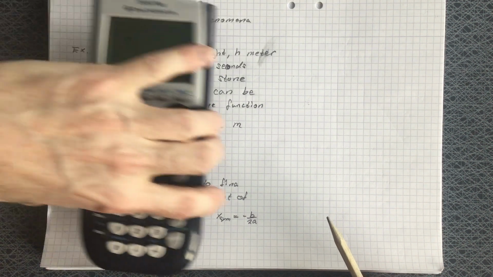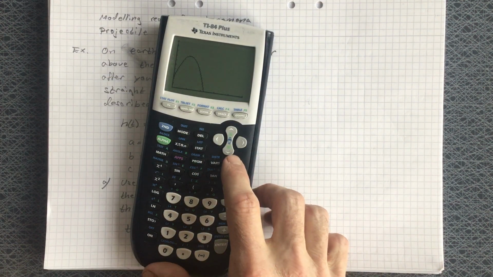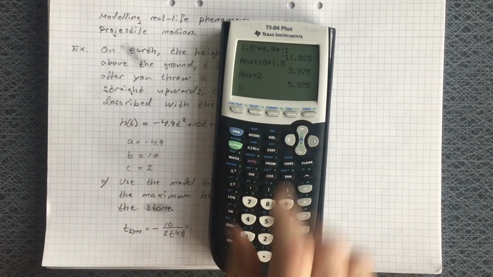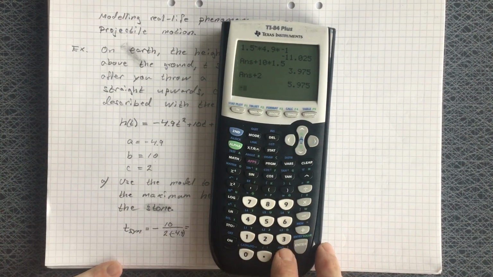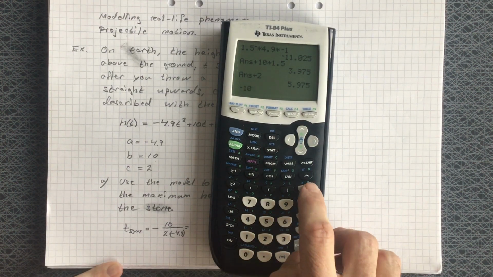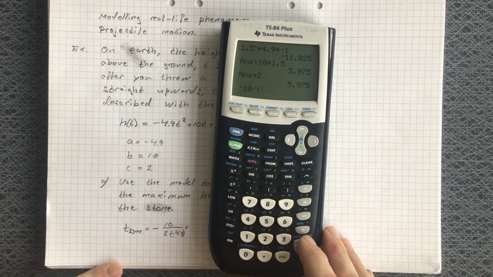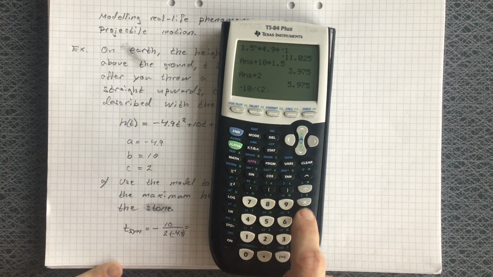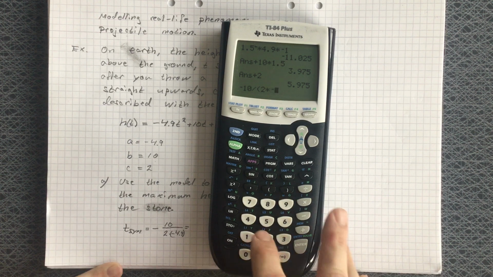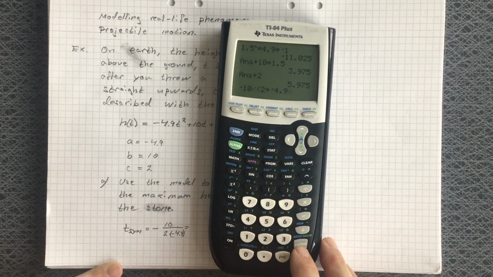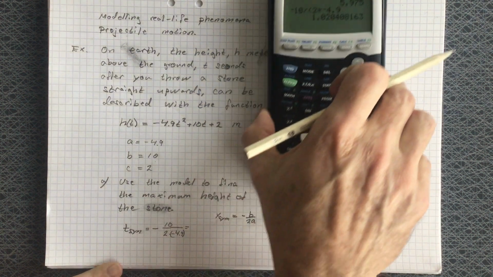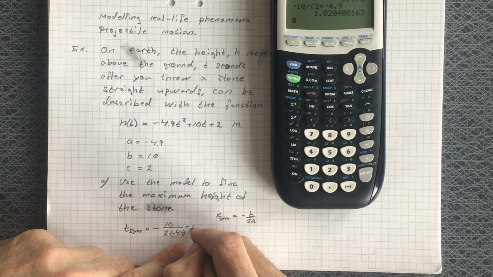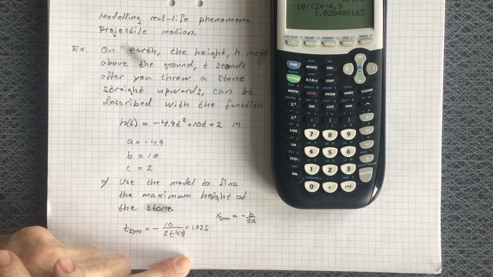So let's use the calculator to find out. Clear? Negative 10 divided with brackets 2 times negative 4.9. So the time symmetry is 1.02 and in seconds.